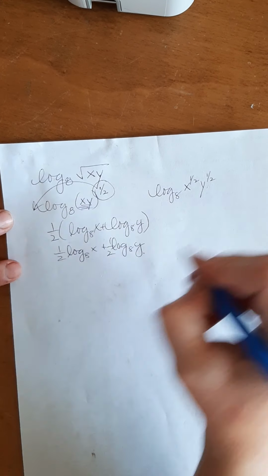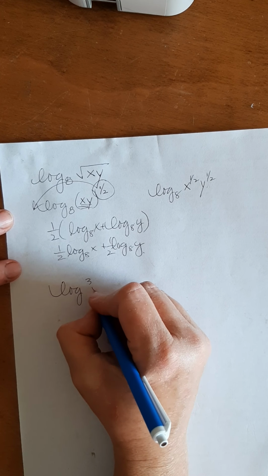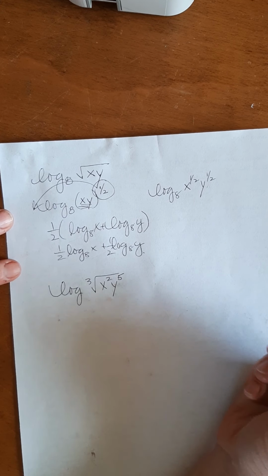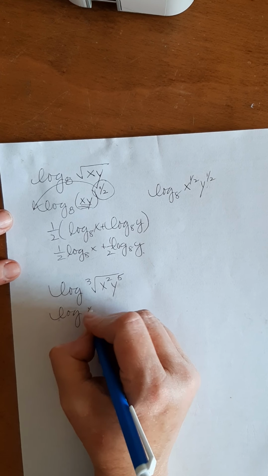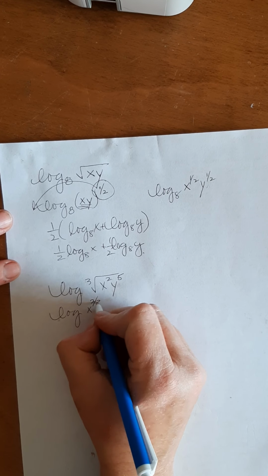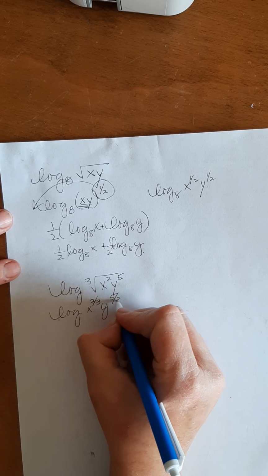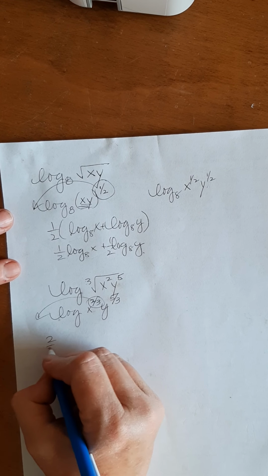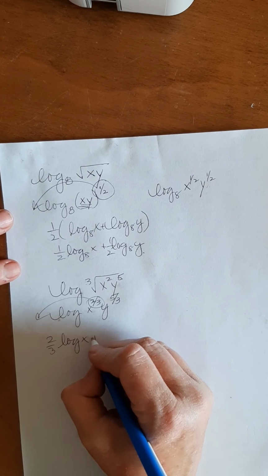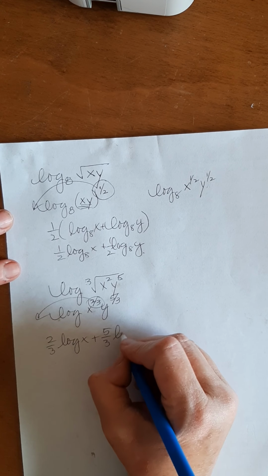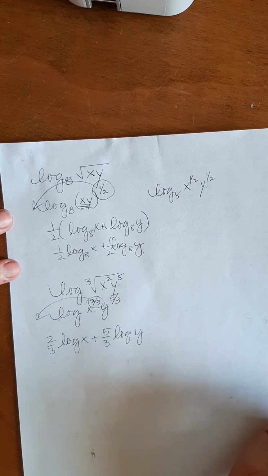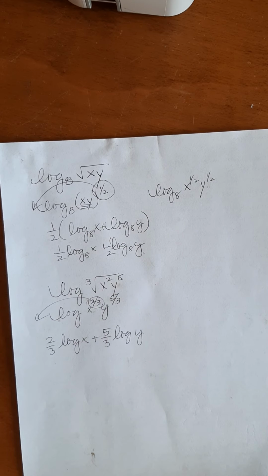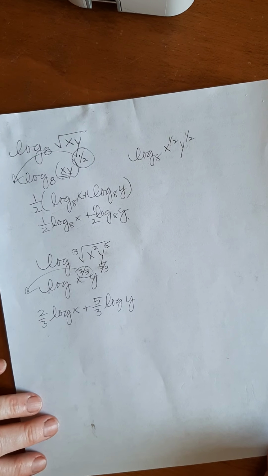So like if I had, we'll say, the cube root of x squared y to the 5th. You could go ahead and make that x to the exponent over root, exponent over root. So then, out front, 2/3 log of x plus 5/3 log of y. Just like with anything, you could get super weird, but that's the basics.